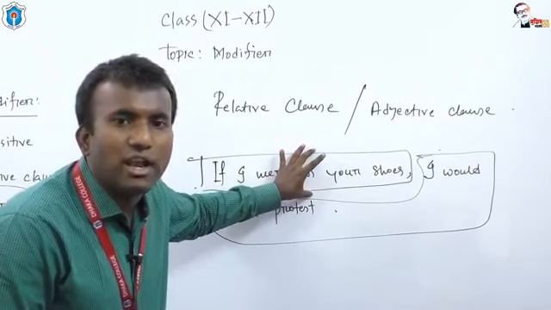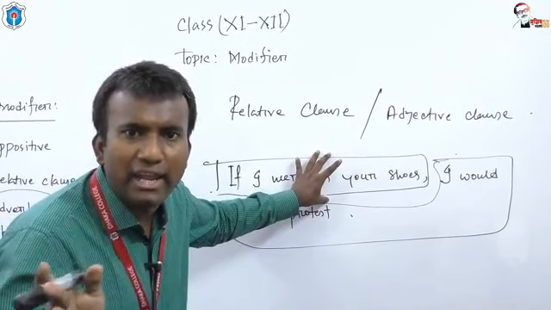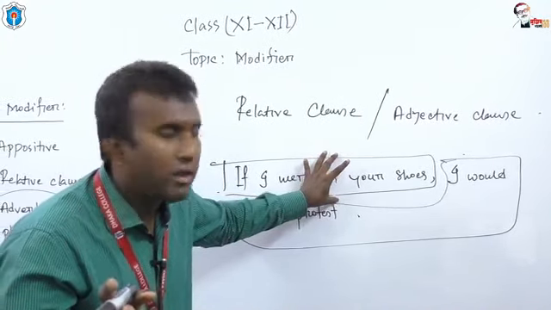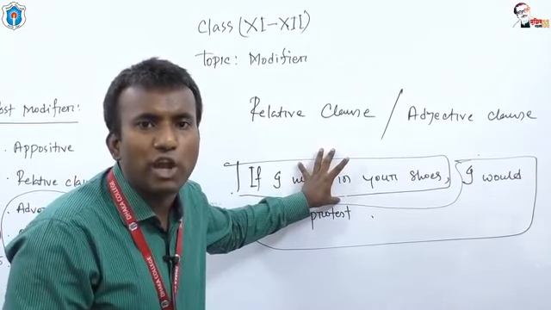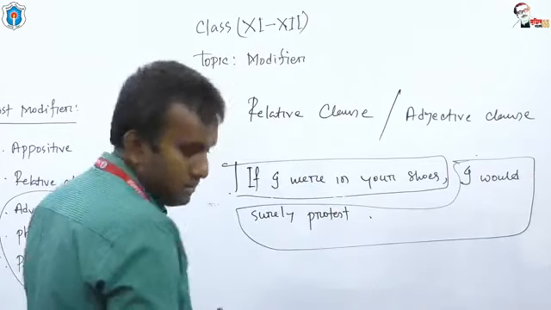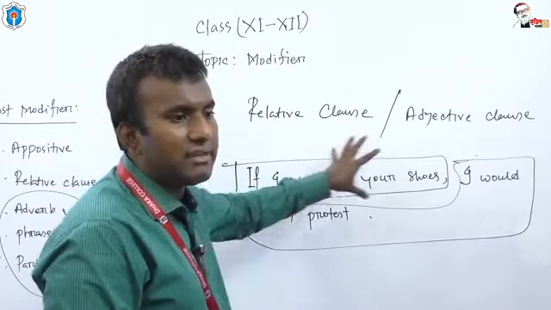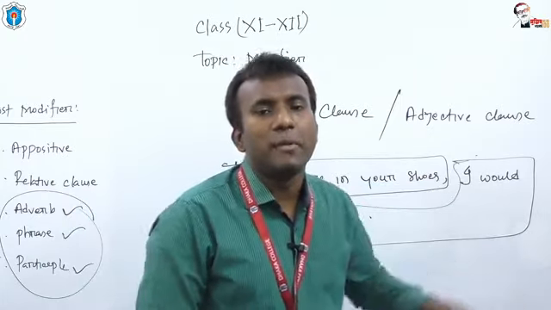And what is the decision? The first clause cannot express its meaning independently. That's why we can call it a dependent clause. And the second one, "I would surely protest," is an example of an independent clause, okay? The first one is dependent and the second one is independent. The dependent clause is called a subordinate clause, and the independent clause is called a principal clause.